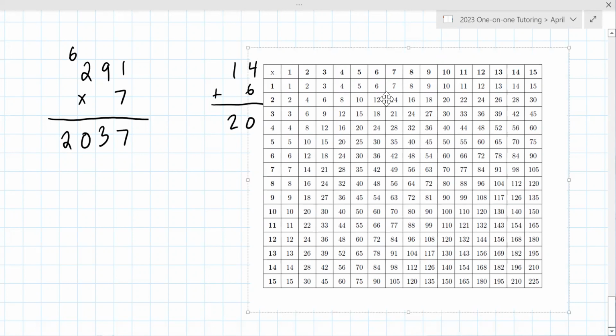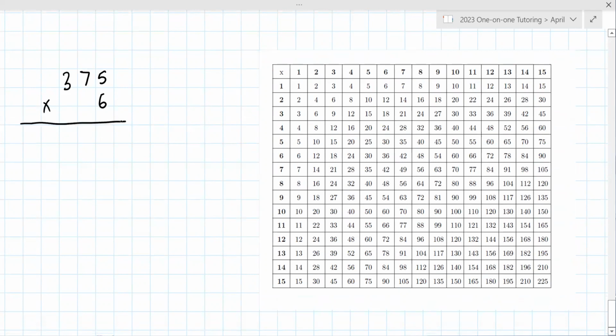All right, let's try another one here. 375 times 6. Which two numbers do you multiply first? 5 and 6. Okay, what is 5 times 6? 30.